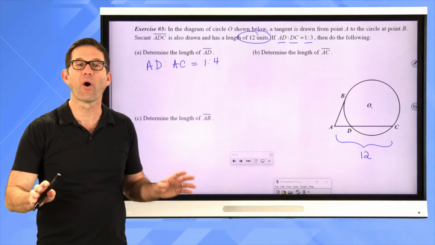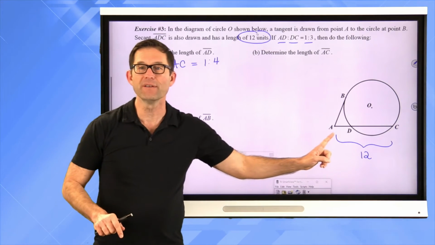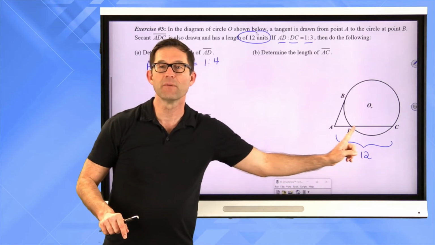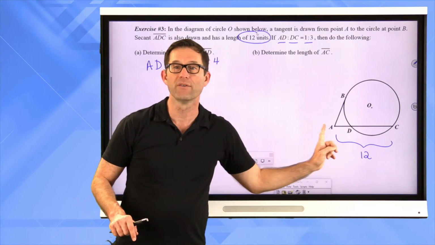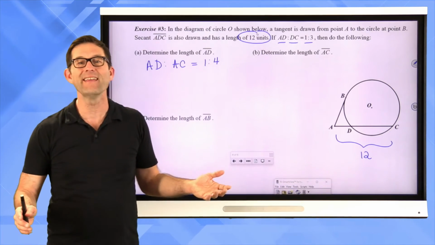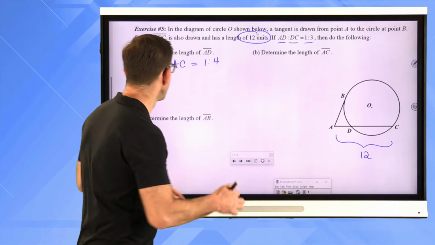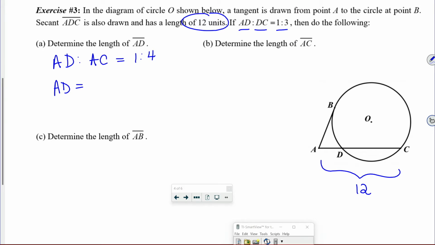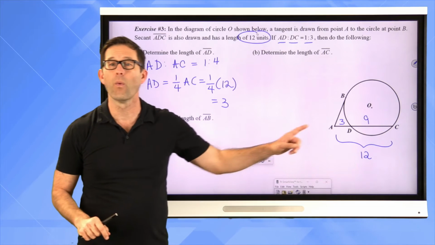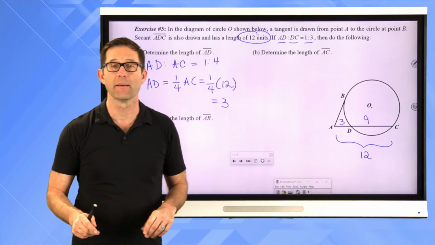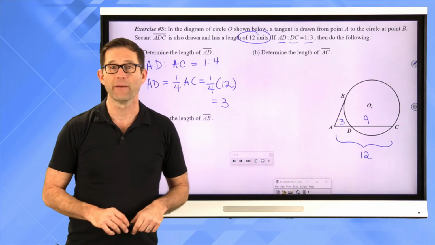This gets back to when we partition line segments, right? If this is 1 to 3, then this must be 1 to 4, which means that AD is 1/4 of the length of the entire segment. AD simply must be 1/4 of the length of AC, which is 1/4 of 12, so that's equal to 3, right? And then it kind of makes sense. That's 3, that's 9, and there's your 1 to 3 ratio. 3 to 9 is the same as 1 to 3. So AD is equal to 3.